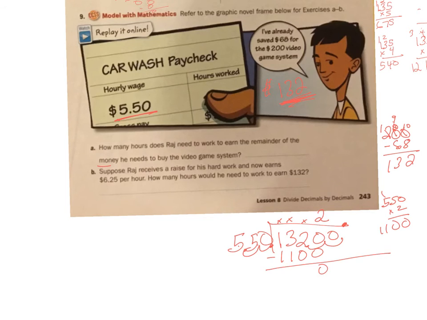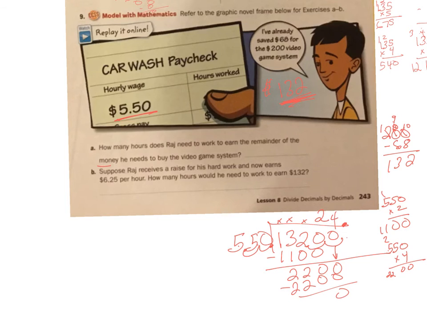Subtract that out. That's 0, 2, 2. And now I bring down my 0. Now, looks like that's about 4. Let's check it. 550 times 4. 4 times 0 is 0. 4 times 5 is 20. 4 times 5 is 20 plus 2 is 22. Okay, 4. 22 exactly. Subtract out gets me 0.